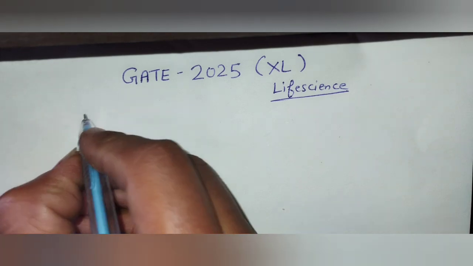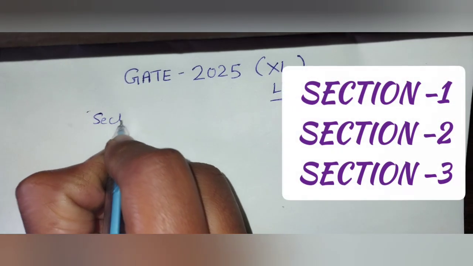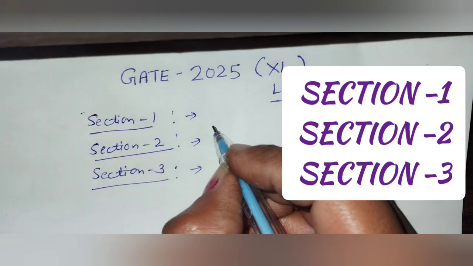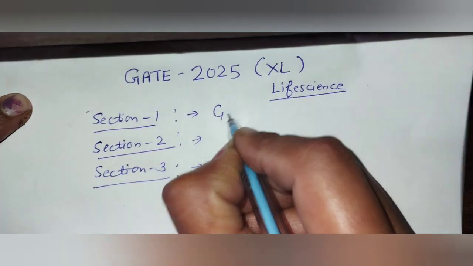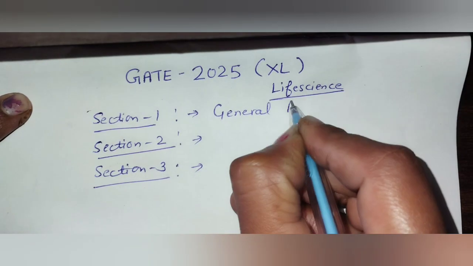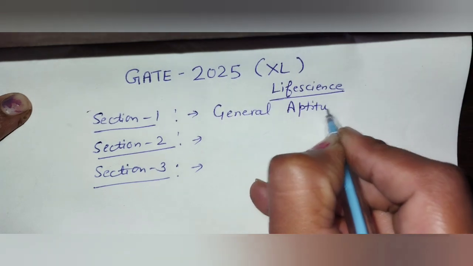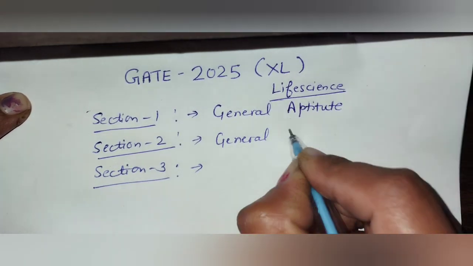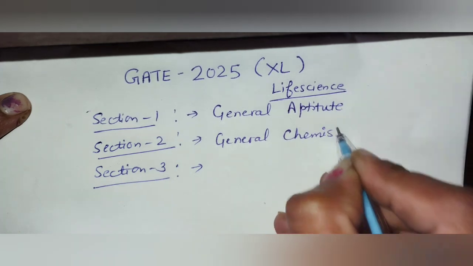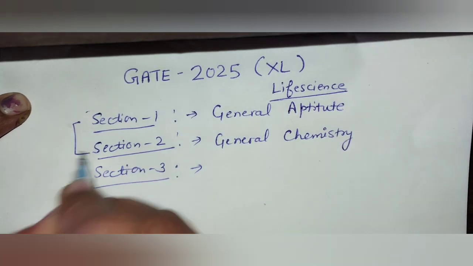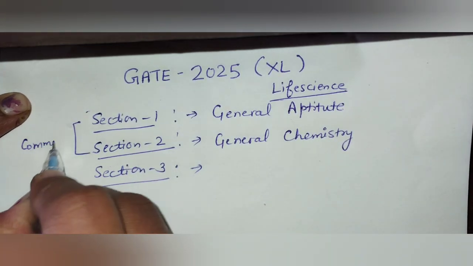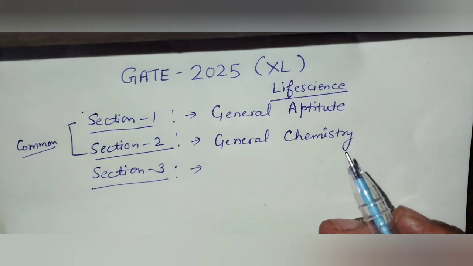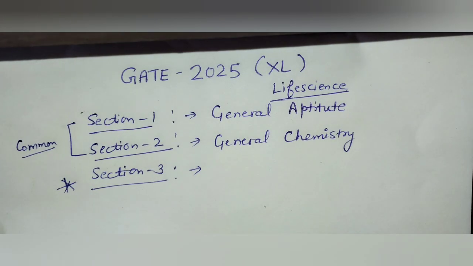So in this exam, we have mainly three sections. Section 1 is general aptitude and the other one is general chemistry. These two sections, section 1 and 2, are common for all kinds of exams in GATE. For example, for engineering and other codes, it is common. But the third section is very important.